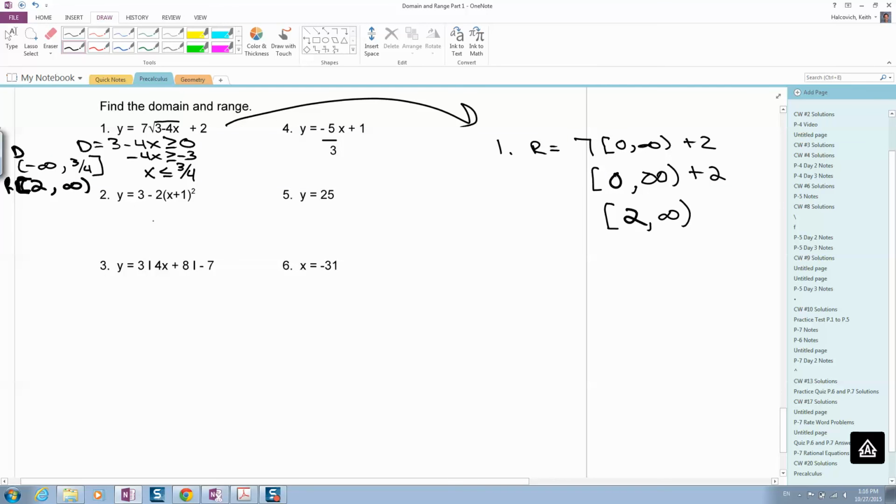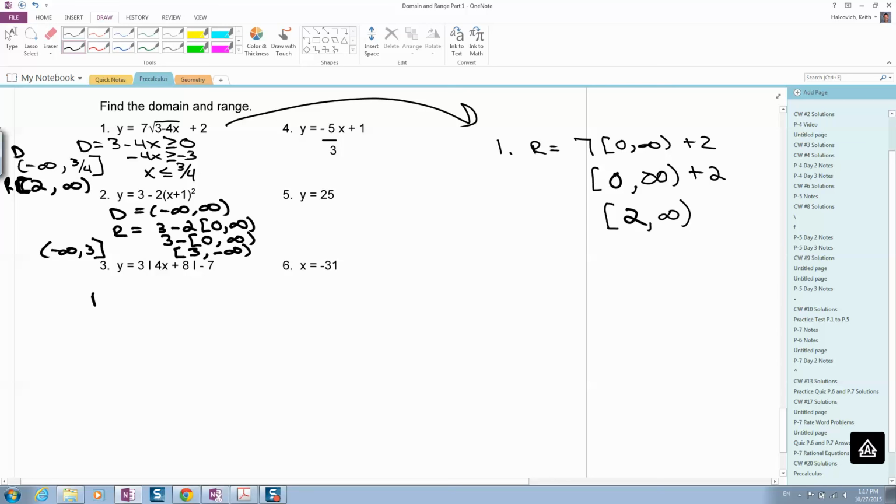All right, number 2, if you notice, the domain is going to be automatically all real numbers because it's a parabola. The range, that's where you go 3 minus 2 times 0 to infinity. So 3 minus, in this case, it's going to be 0 to infinity because 2 times 0 is 0. So 3 minus 0 is 3. 3 minus infinity is negative infinity. So that means that the range is from negative infinity to 3.